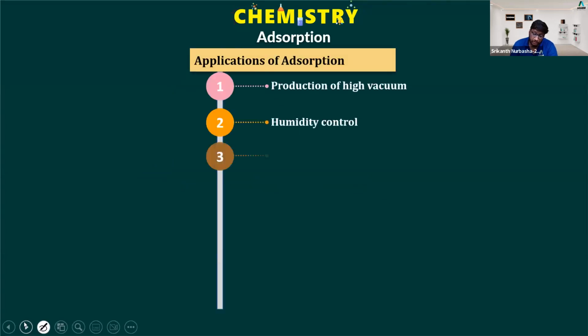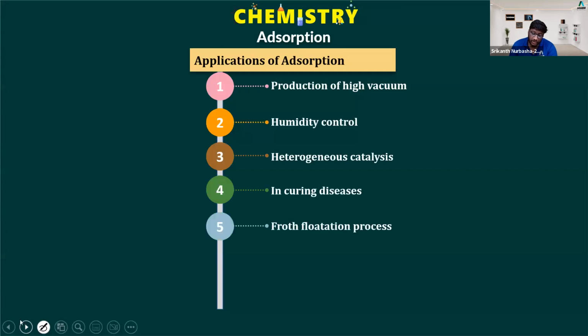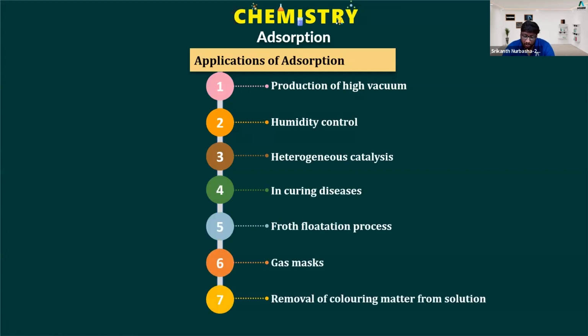Applications of adsorption. If you try to think of the applications: production of high vacuum, humidity control, heterogeneous catalysis, there are different applications. All those applications we can understand now. Production of high vacuum, how can you produce the high vacuum? High vacuum can be produced by removing the remaining traces of air, traces of impurities in air, which can be removed.